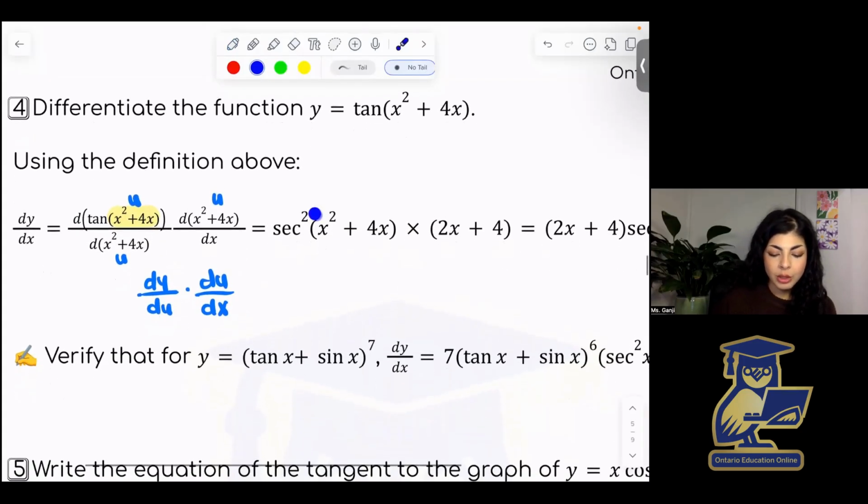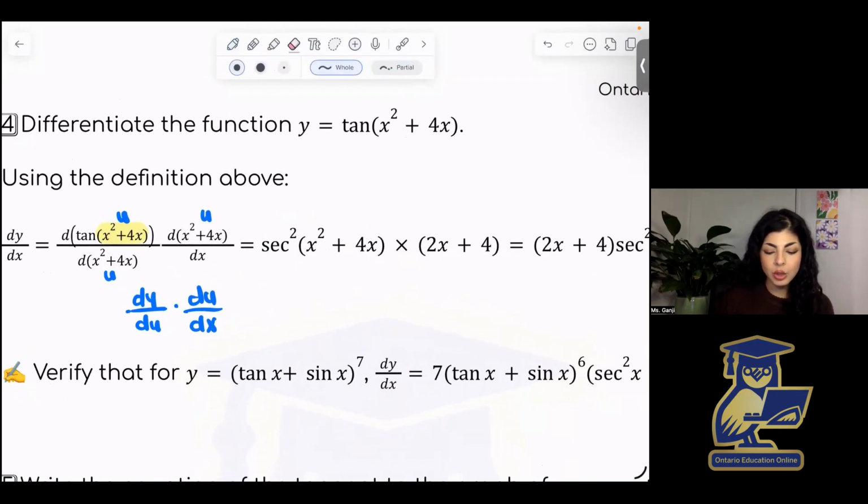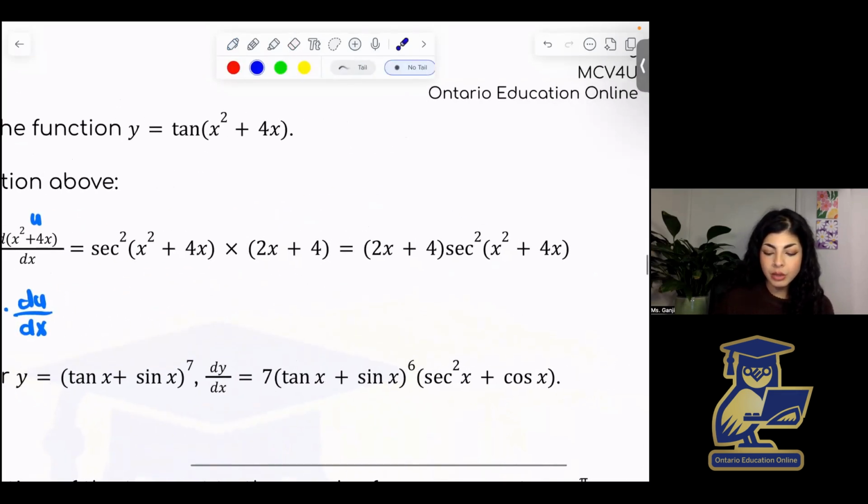Now, this one we just know is secant squared because of the derivative of the tangent, and then the derivative of this part is 2x plus 4, and we're just multiplying these two. So we just rearrange to have 2x plus 4 as our coefficient, and then our trigonometric function of secant squared.